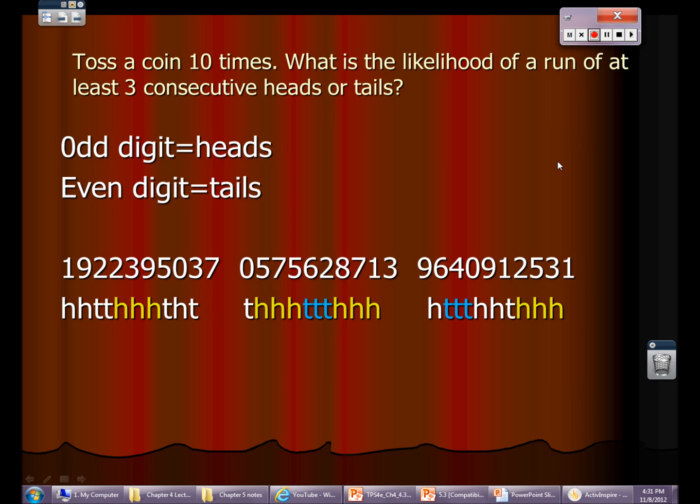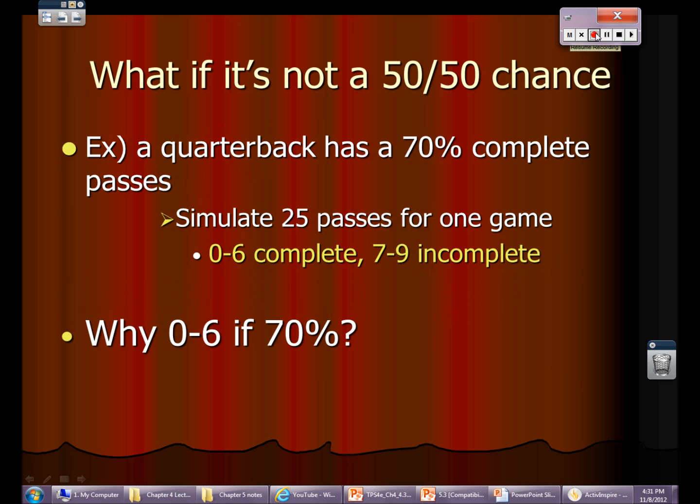If I perform this for say 25 more repetitions or sections of 10 numbers, and let's say, for argument's sake, I got 3 heads or 3 tails in a row 23 out of 25 times, I would have an estimated probability of 0.92. Now, of course, I would need to do this thousands of times to get the actual theoretical probability, which in fact happens to be 0.826.